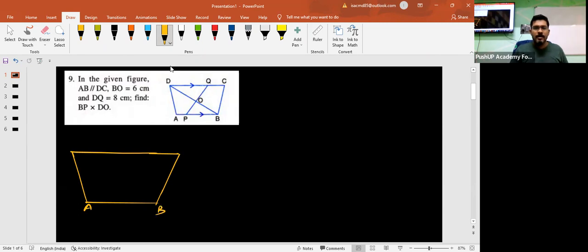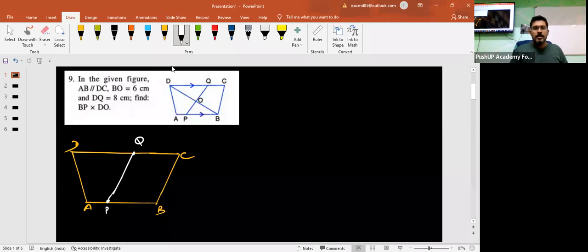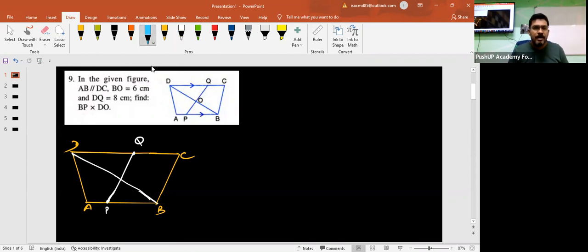A, B, C, D. We have P, Q. Then we have DB. DB is a diagonal of the trapezium. Okay, let's start. Now they have given AB is parallel to DC. It's indicating that the given figure is a trapezium. Now, BO is equal to 6 centimeter. Children, this part, BO is equal to 6 centimeter.